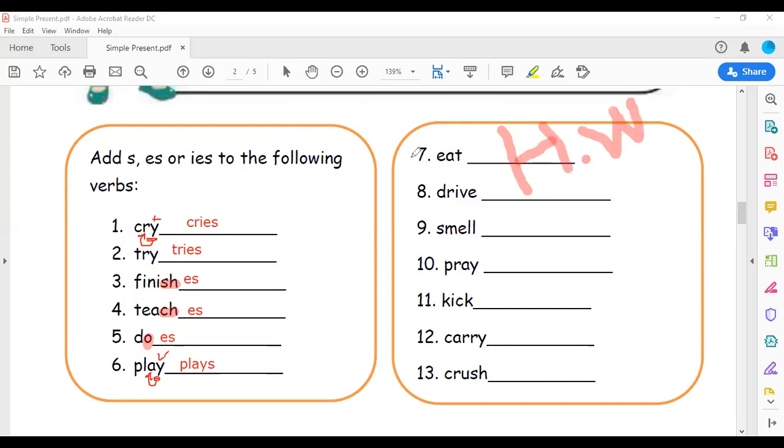So number seven: eat, eats; drive, drives; smell, smells; pray, prays; kick, kicks; carry, carries; crush, crushes. Okay, so follow the rules and it's going to be all easy and you're not going to have difficulties with it. Done? Let's move to the next.